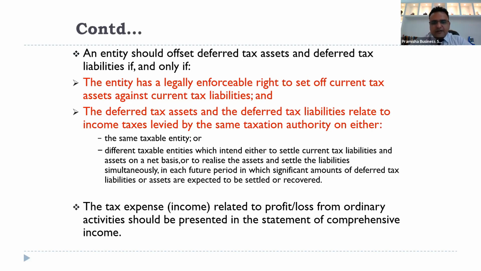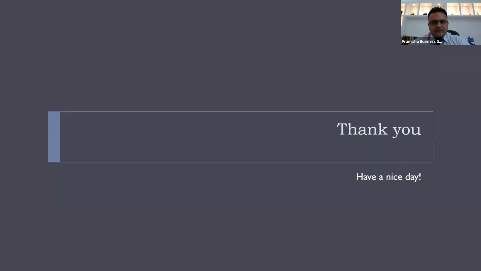Tax expense related to P&L from ordinary activities should be presented in the statement of comprehensive income. Any tax related to OCI should be presented as part of OCI. This is all for IAS 12 Income Taxes. Hope you have understood it. If you have any questions, please ask. I'm happy to repeat if anything is required.